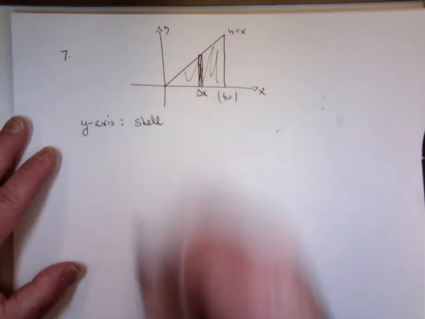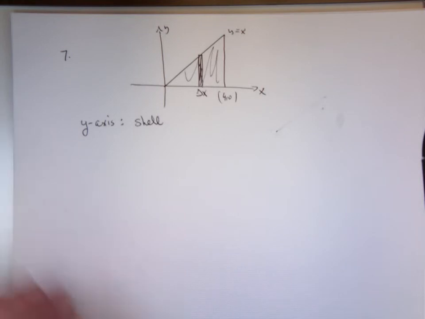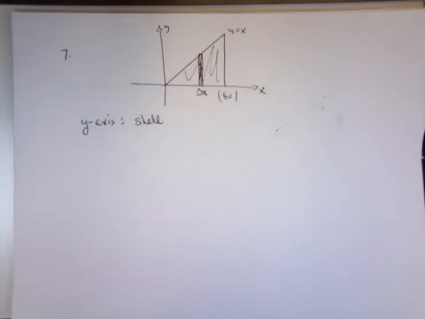Shell is when the rectangle you are revolving is parallel to the axis about which it's being revolved. Here's the y-axis. Here's the rectangle. The rectangle is going this way. The rectangle is parallel to the axis. When that's the case, you will generate a shell. Okay?